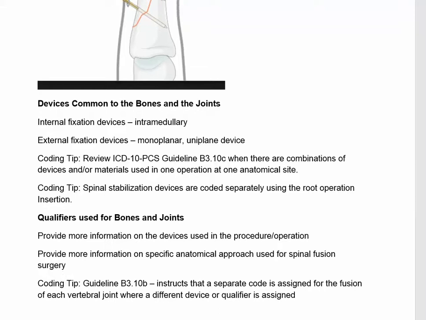We do have devices used in this particular area of coding. You have internal devices such as intramedullary and external devices. When you have combinations of devices and/or materials, there is a specific coding guideline on that, which is B3.10c. Combinations of devices and materials are often used on a vertebral joint. So we're talking typically about back surgery.